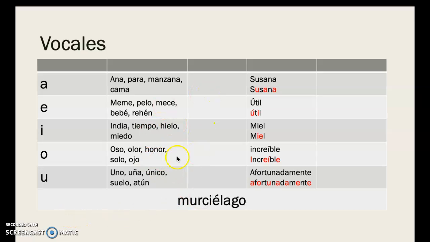That's it. So just please make a revision of this and be sure that you are pronouncing the vowels correctly. Again, A, E, I, O, U.